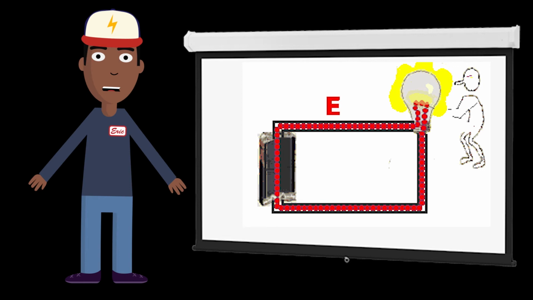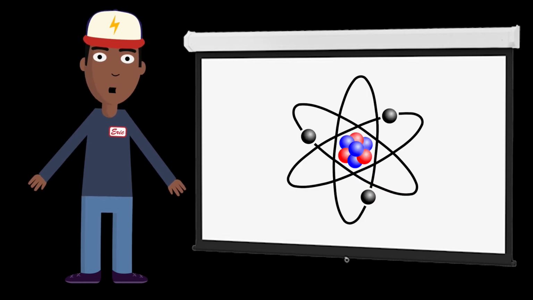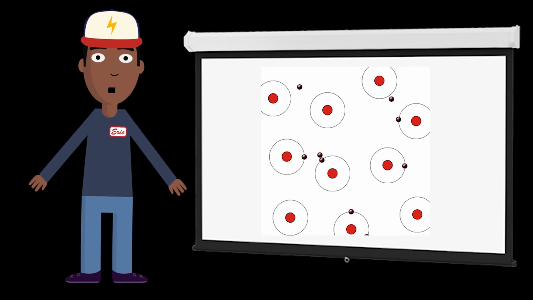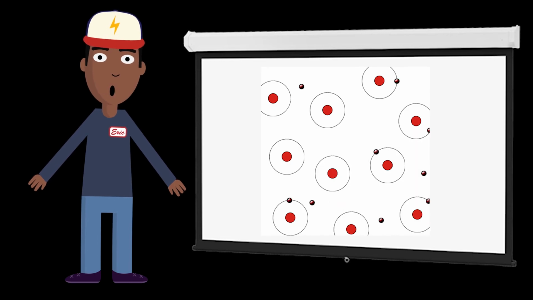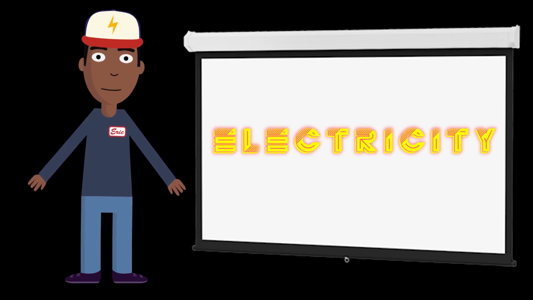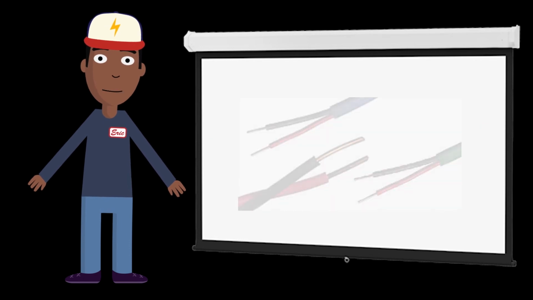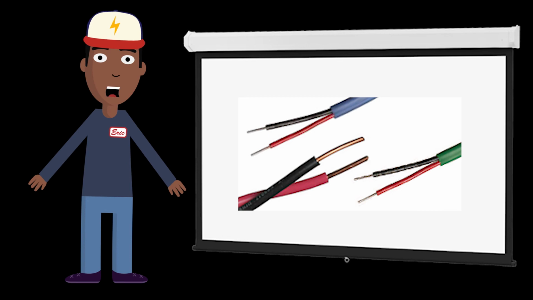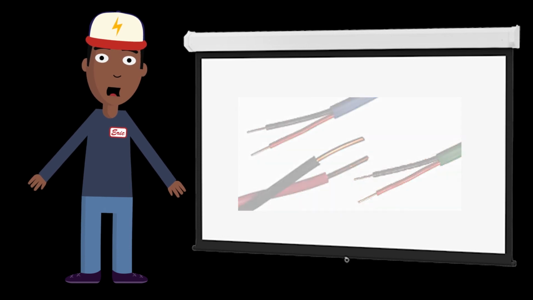You see, everything is made up of matter, and matter is made up of atoms. Tiny, tiny particles called electrons orbit around the outside of atoms and can move from one atom to another. This jump, or flow of electrons, is called electricity. In order for electricity to flow, the path needs to be closed or complete. That means there are no gaps in the pathway of a complete electrical circuit.